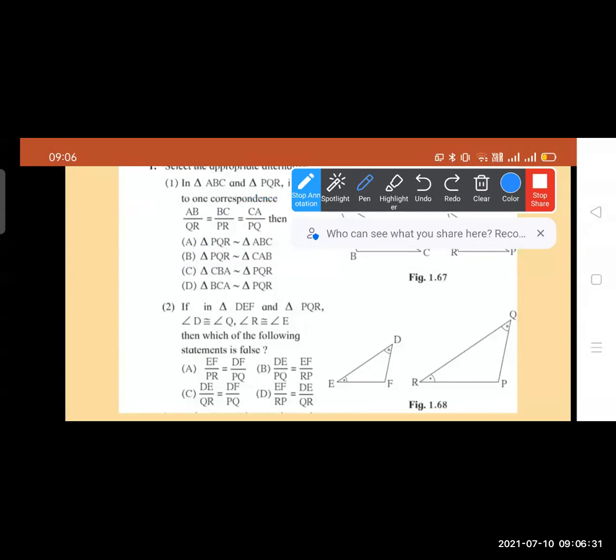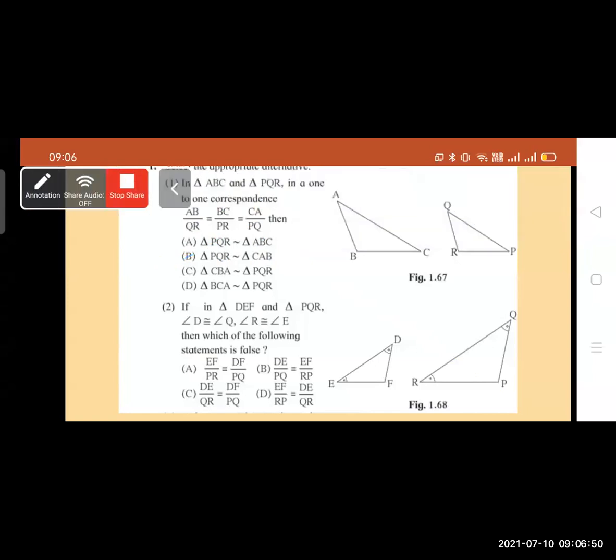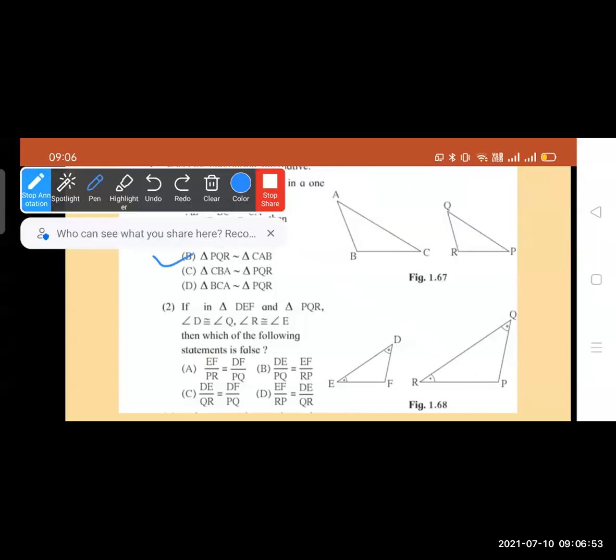Now next, PQ by AC. So see here, PQ by AC. Yes. Next is QR by AB. Yes, QR by AB. And third one is PR by BC. So second option is our correct option. Okay. So question number 1, second option is our correct option.